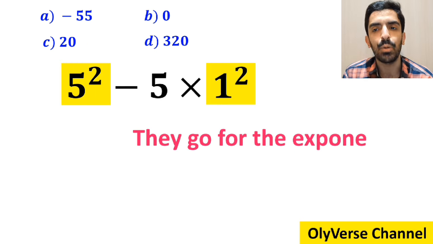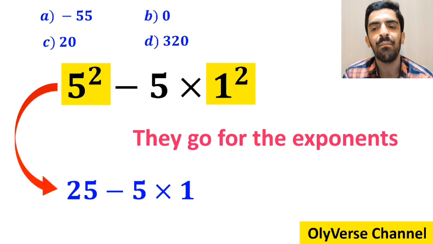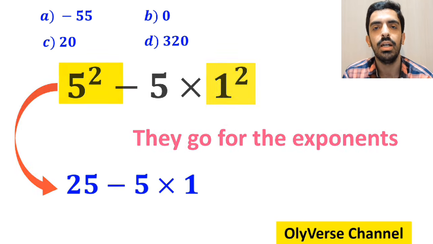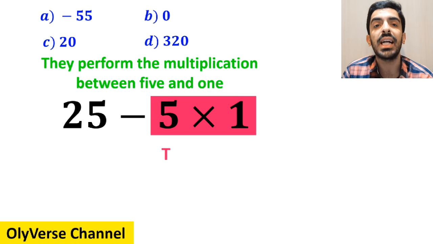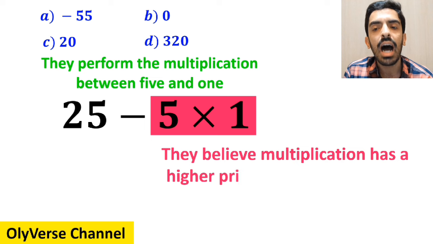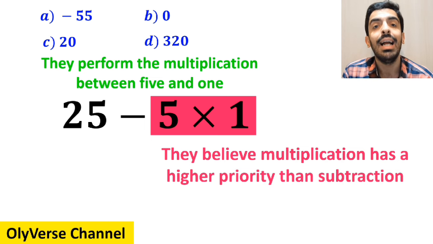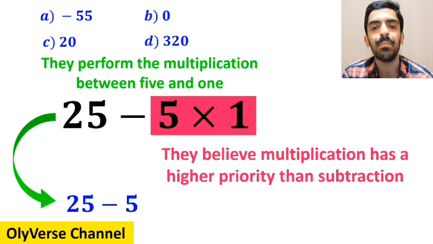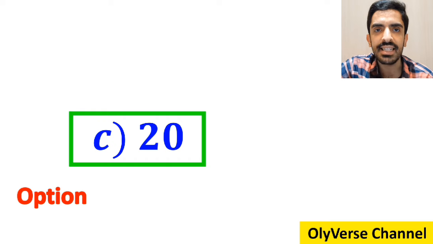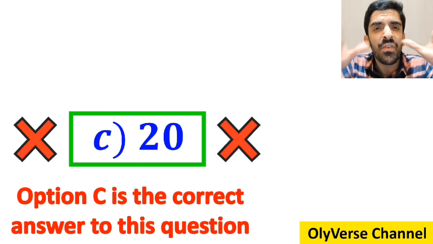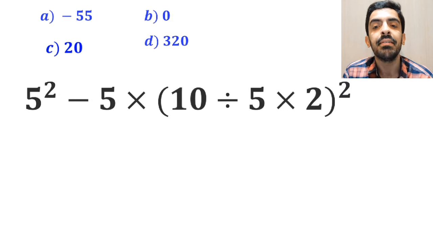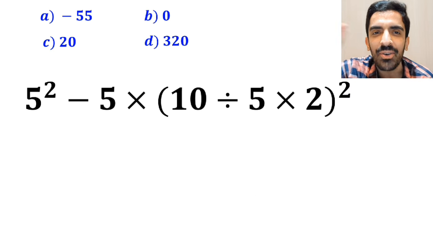Then, they go for the exponents and write this expression as 25 minus 5 multiplied by 1. And the final step, they perform the multiplication between 5 and 1 because they believe multiplication has a higher priority than subtraction. And this expression simplifies to 25 minus 5, which equals 20. And without any hesitation, they quickly say that option C is the correct answer to this question. However, that's definitely wrong. Alright, now let me show you how to solve this expression correctly.